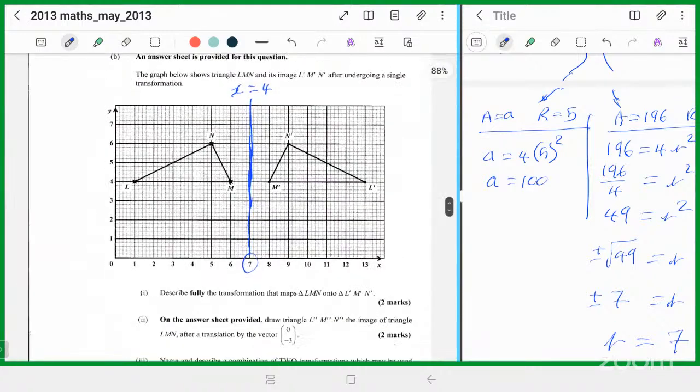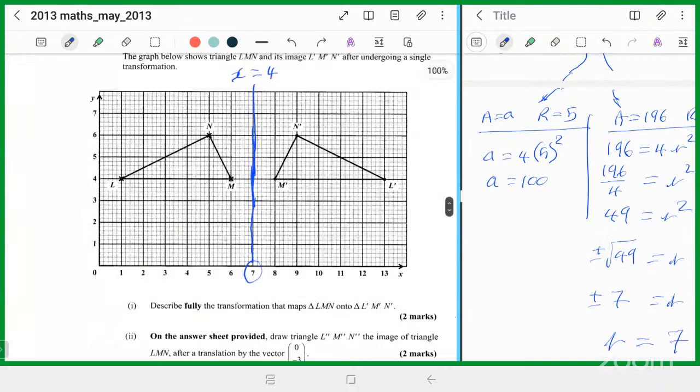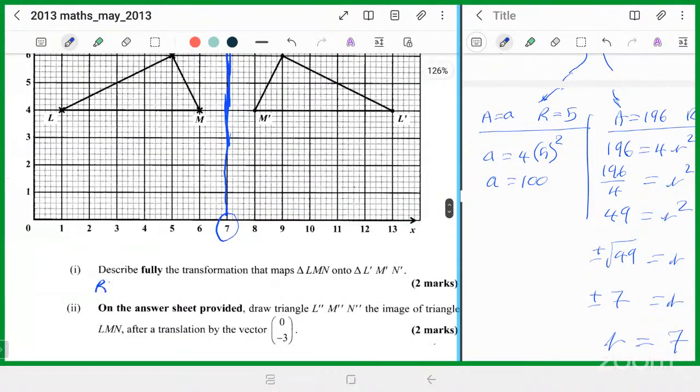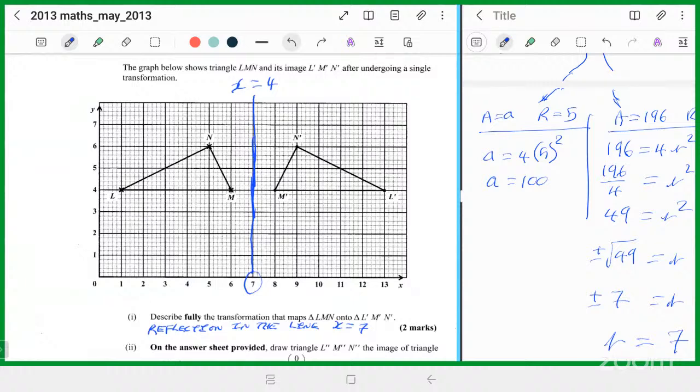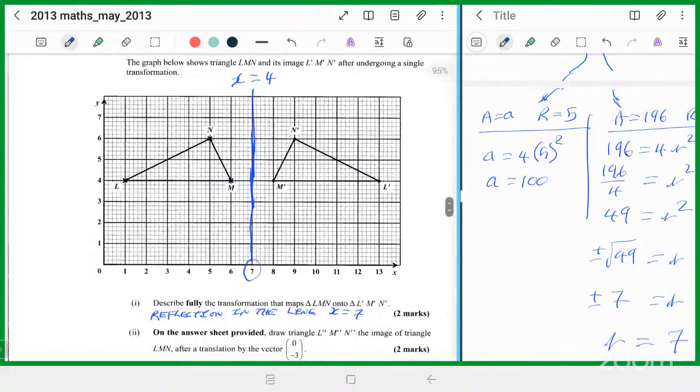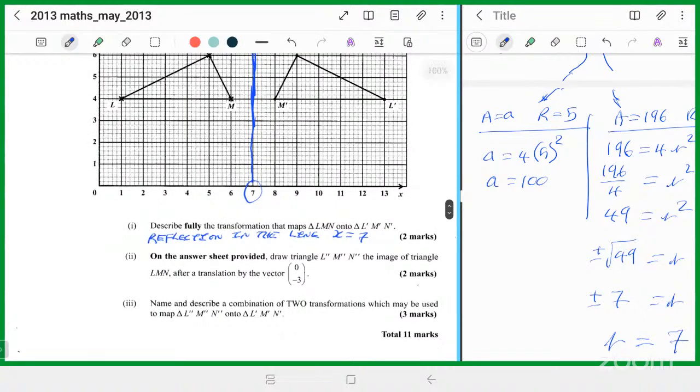Describe fully the transformation. It's a reflection in the line x equals 7. So we can write: reflection in the line x equals 7. A vertical line can be given as x equals a number. The y-axis is x equals 0. That is it.